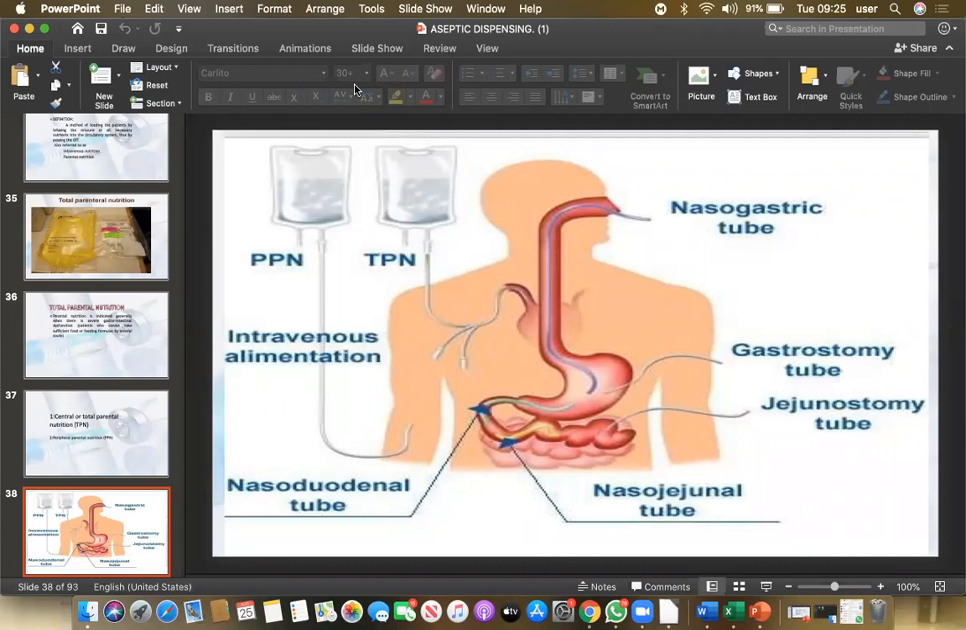Because when the patient can't take feed by himself, we have various methods and various routes through which we can administer that nutrition, because the patient cannot survive without nutrition. If it cannot be administered through the GIT, then we go through intravenous routes, total parenteral nutrition and peripheral parenteral nutrition. Go further.